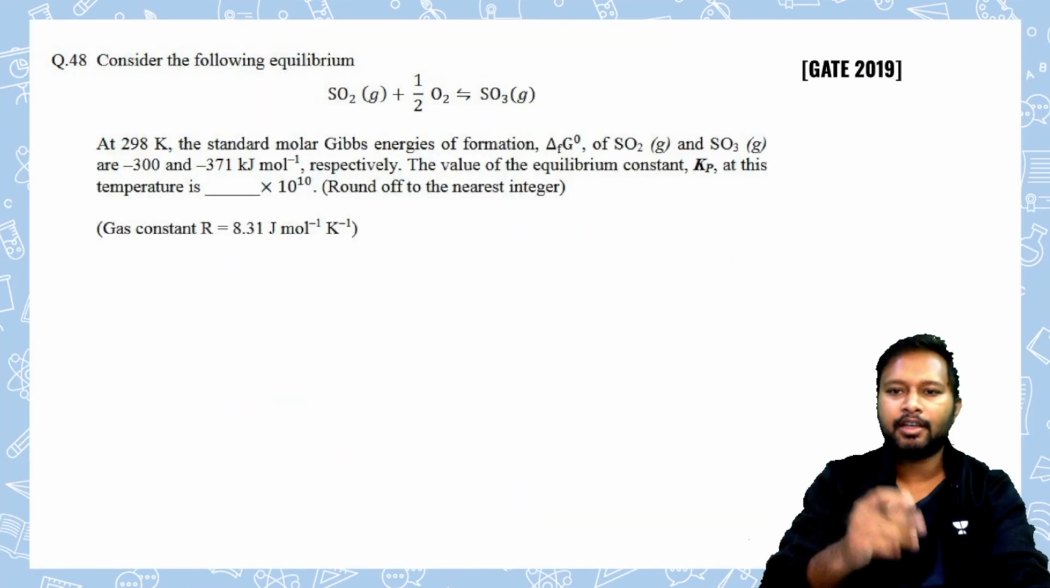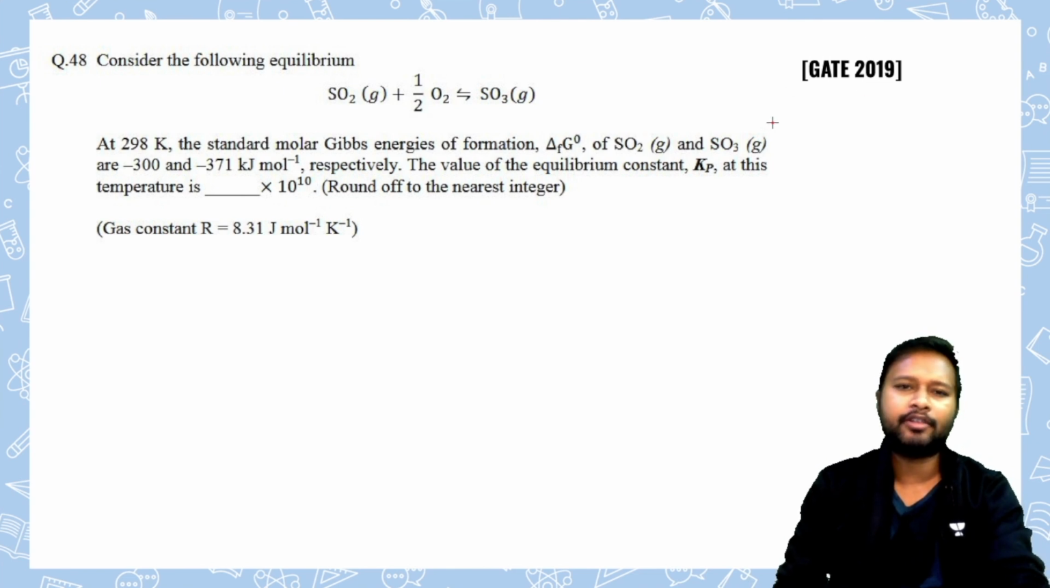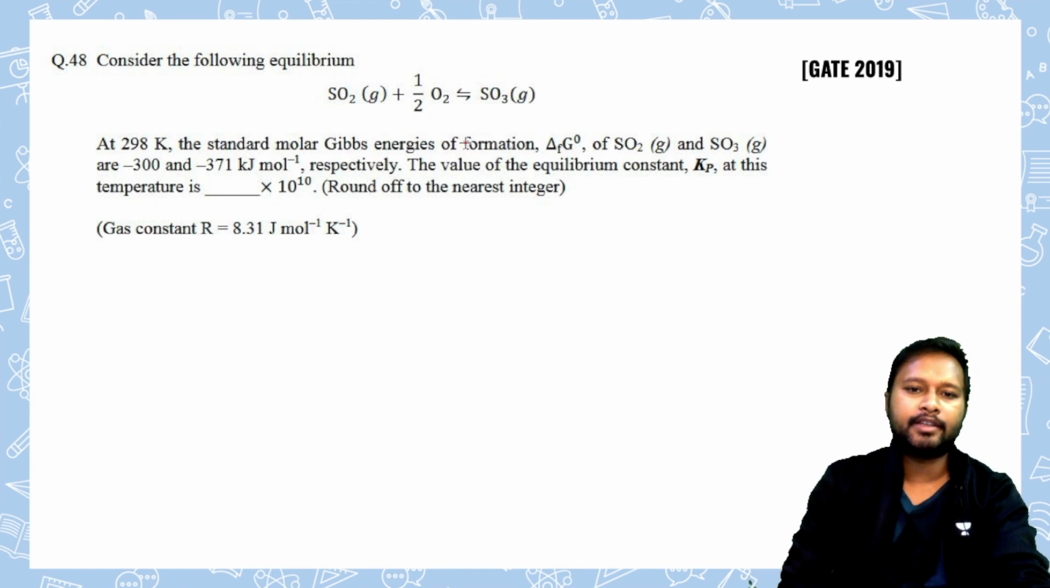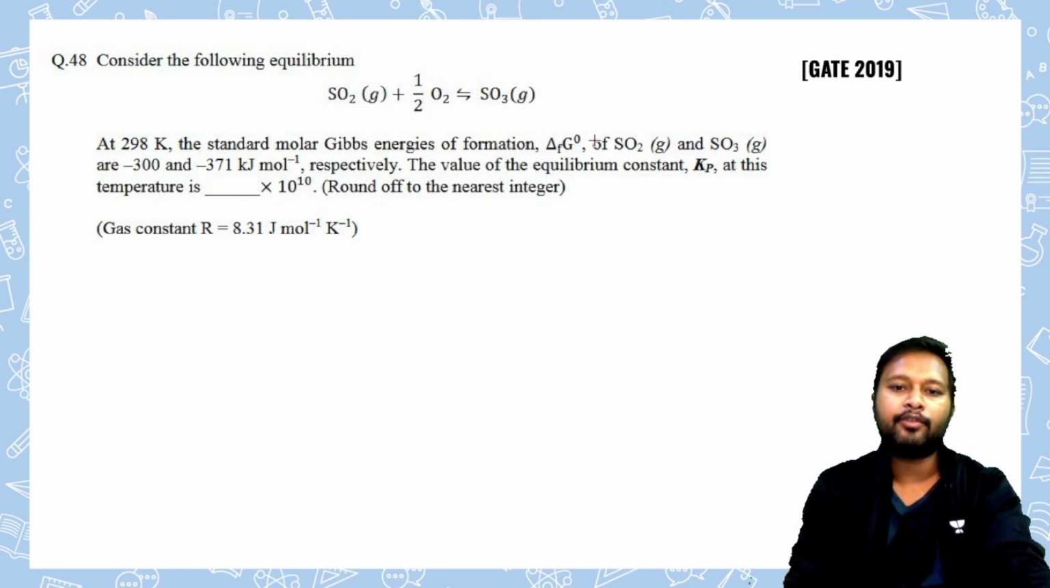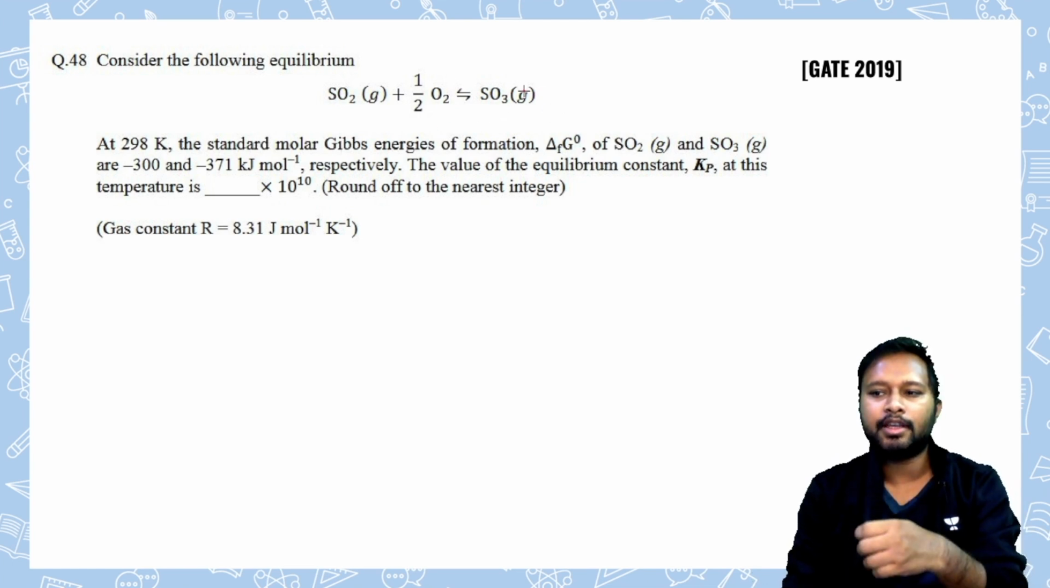Alright, so this is again a question from GATE 2019, although it's not directly from thermodynamics, a little bit of equilibrium is involved. So this says that you are given a particular equation, and at 298 Kelvin the standard molar Gibbs free energy of formation of SO2 in the gaseous form and SO3 in the gaseous form are given to you. The value of the equilibrium constant Kp at this temperature will be. Okay, so how are you going to do this? SO2 is on the reactant side, SO3 is on the product side.